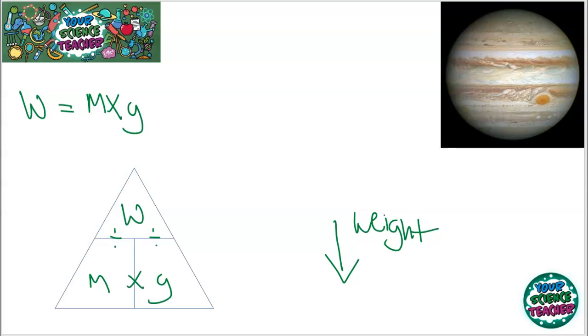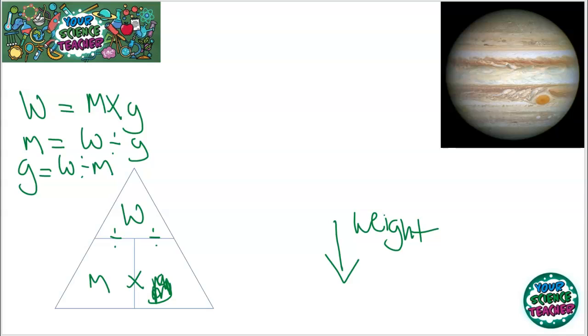Now let me try and do this with something else. Let me cover up mass, for example. Mass equals weight divided by gravity. What about if I wanted to calculate gravity? Well, gravity is equal to weight divided by mass.